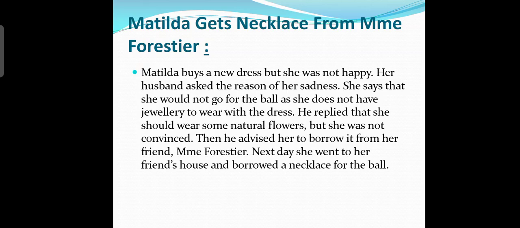Matilda gets a necklace from Madame Forestier. Now, Matilda buys a new dress, but she was not happy. Her husband asked the reason for her sadness. She says that she would not go to the ball as she does not have jewelry to wear with the dress. He replied that she should wear some natural flowers, but she was not convinced. Then he advised her to borrow jewelry from her friend, Madame Forestier. Next day, she went to her friend's house and borrowed a necklace for the ball.